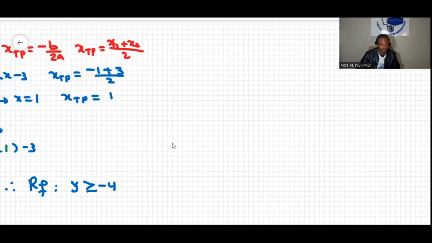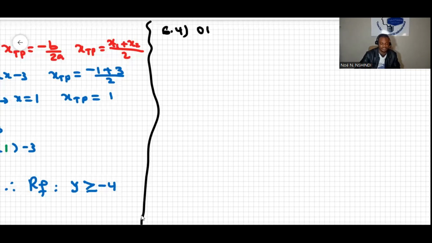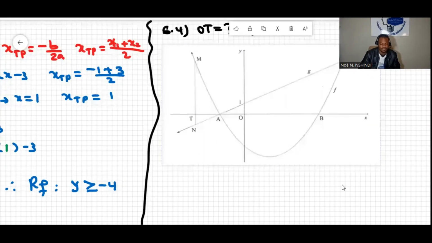For 6.4, we're looking for OT, if MN equals 6 units. Just for the sake of clarity, I prefer to represent the same diagram over here again. Let's just put the graph over here. Okay, here's the graph.